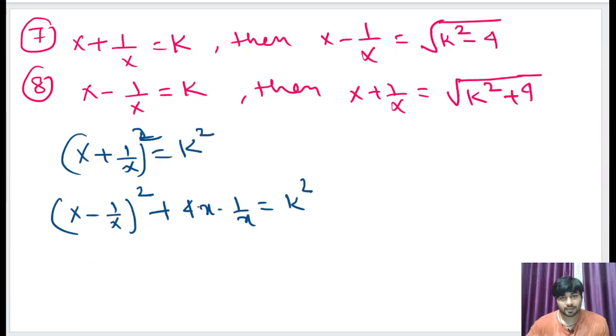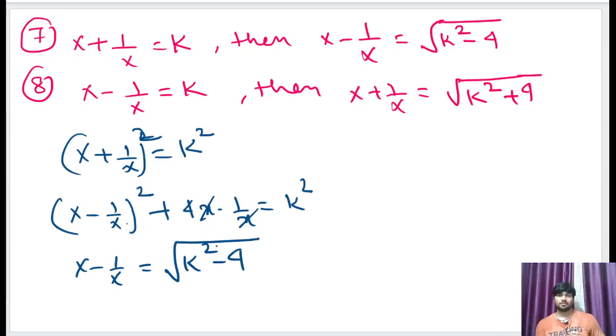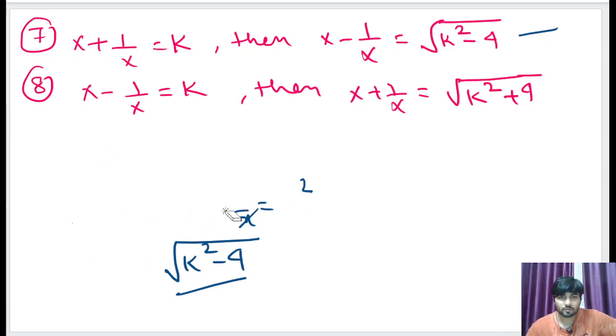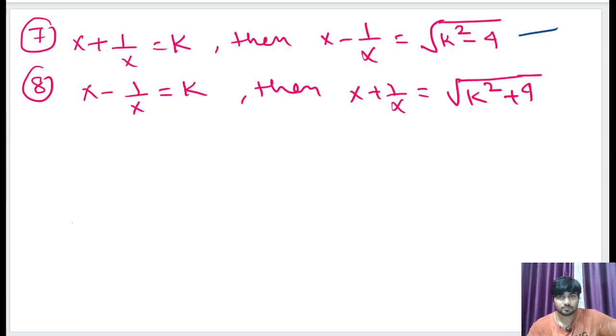So from here, I know that this is my a, this is my b, and here again ab, so it will be cancelled out. So x − 1/x will be coming as √(k² − 4). It is the same formula that I have written here directly. And the second formula will come with the same type of deduction. Formula number 8 also will come the same way.